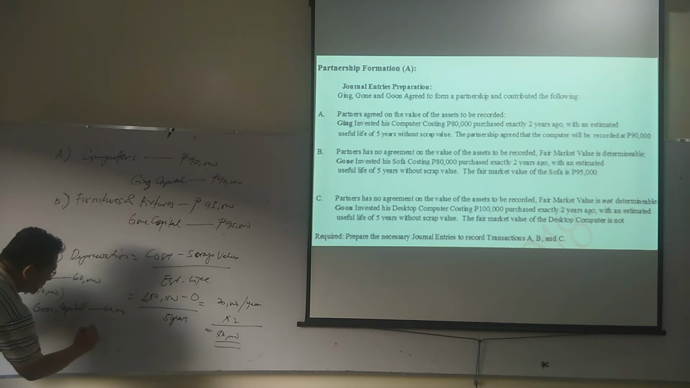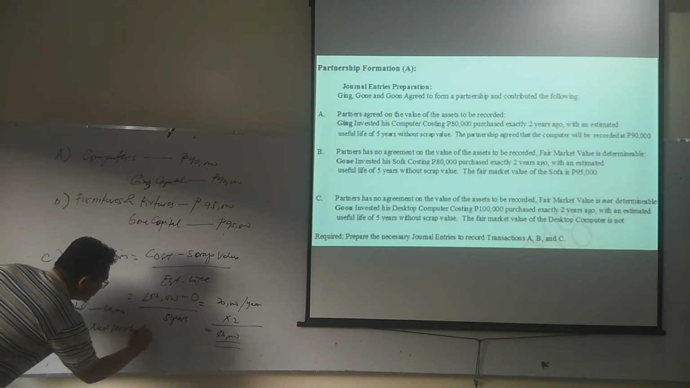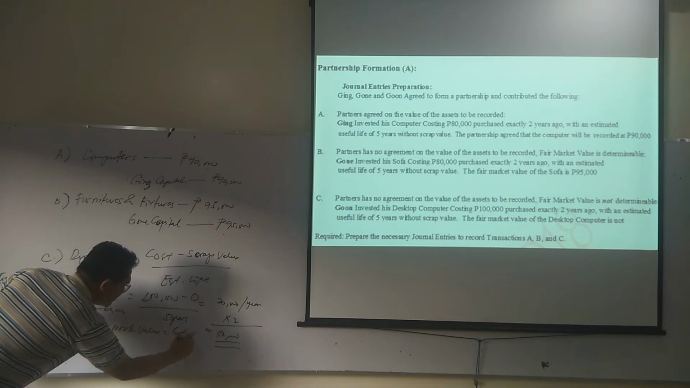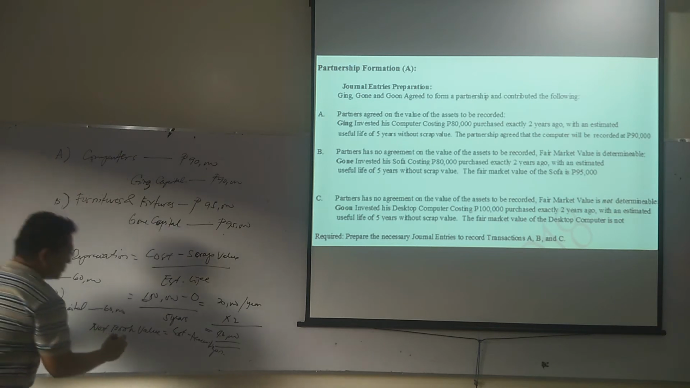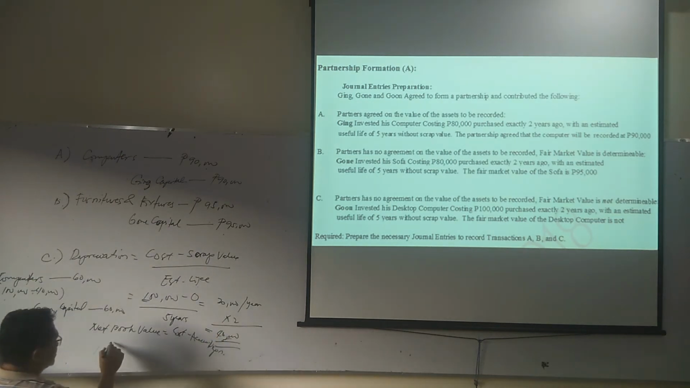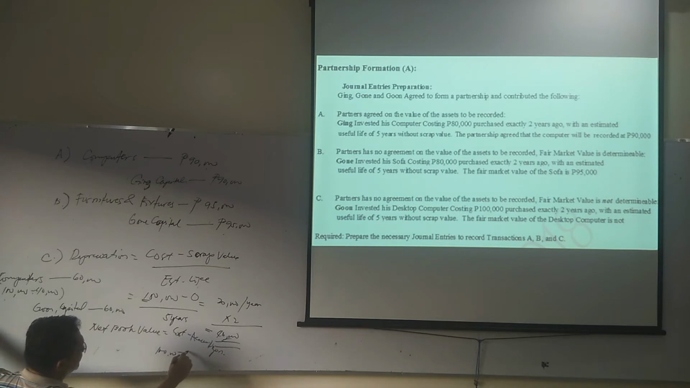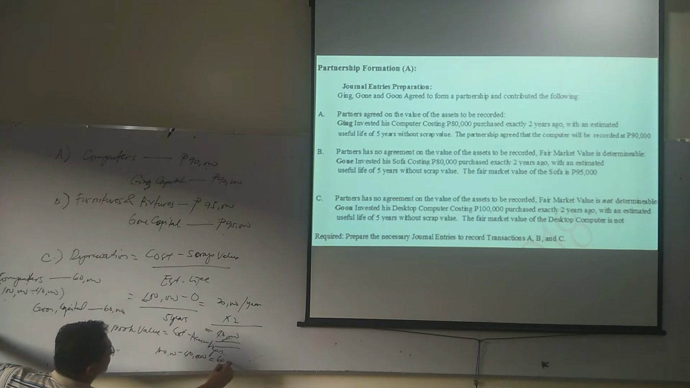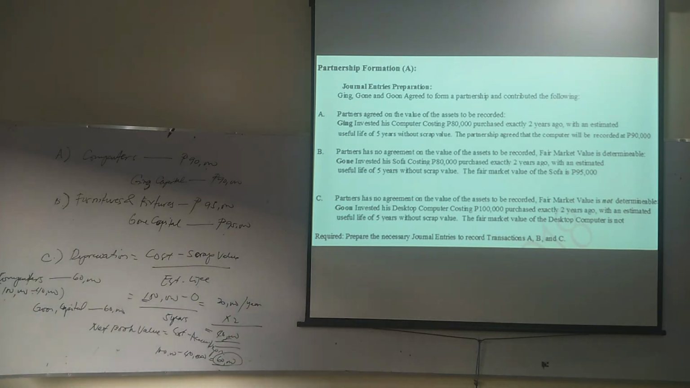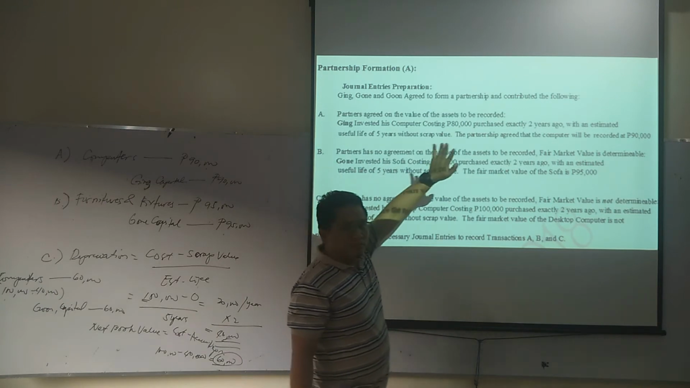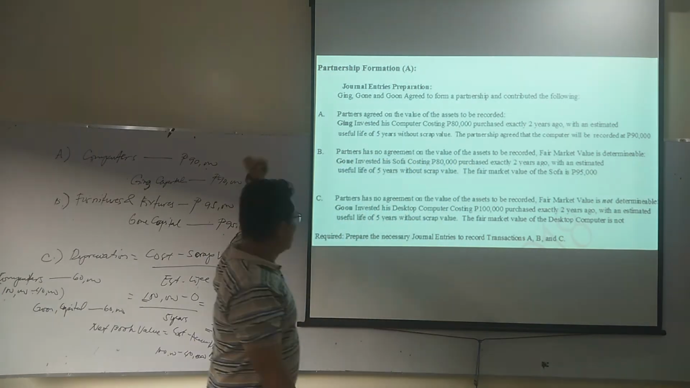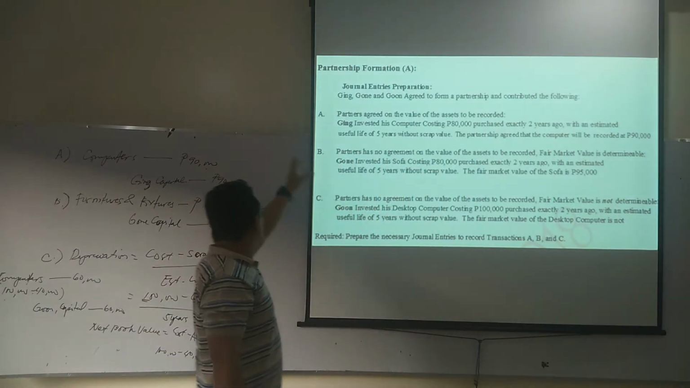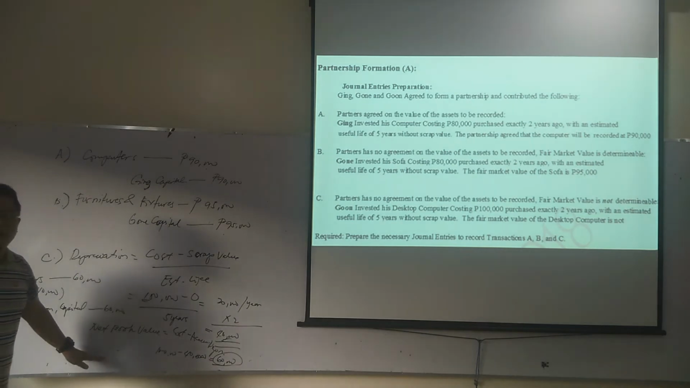So net book value is equal to cost minus accumulated depreciation. So depreciation for 2 years, 40,000. So your cost, 100,000 less 40,000 accumulated depreciation. So your net book value is 60,000. So again, if there's an agreement, use the agreed value. No agreement, but with fair market value, use fair market value. No agreement, no fair market value, use the net book value of the asset.